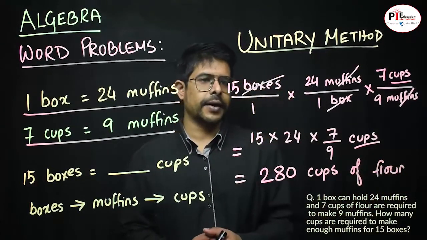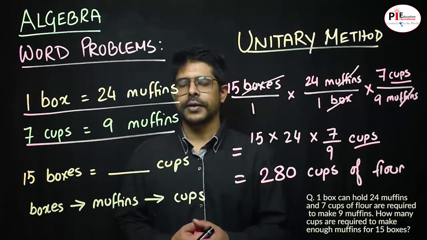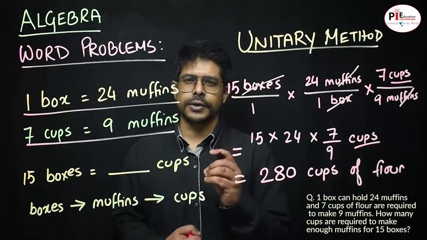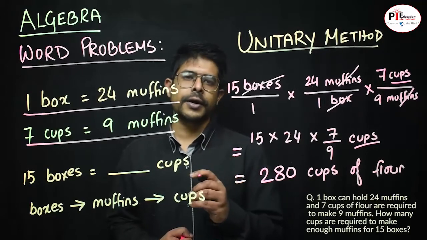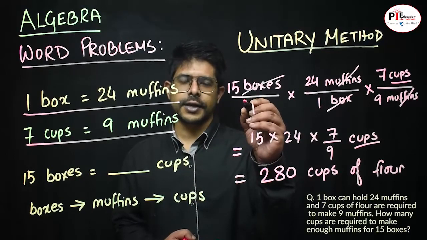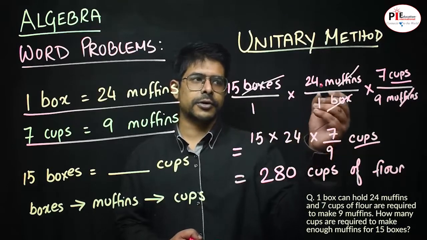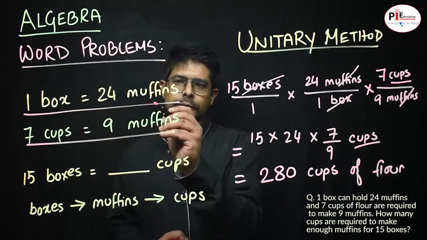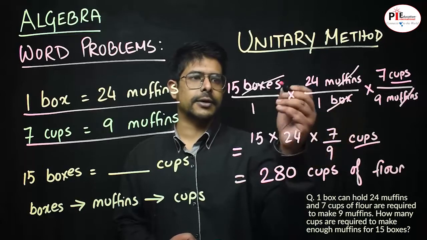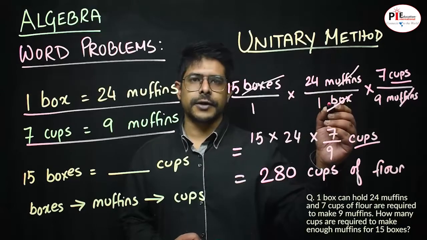So now it's clear. If we want to use this conversion method rule, the unitary method rule, then first we have to find out what is required in the question. It was required how many cups of flour would be required to fill in 15 boxes. So we wrote 15 boxes first. And then we are going to convert the 15 boxes into muffins. And what was the conversion of box to muffins? We had 1 box equals 24 muffins. So we put 24 muffins on top and 1 box at the bottom because we want to cancel out the box unit. And then we have to convert this entire muffins into cups.